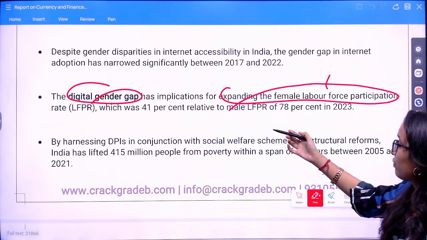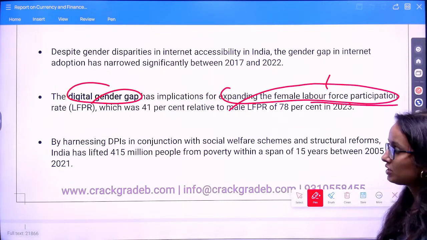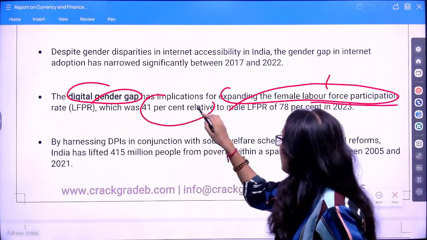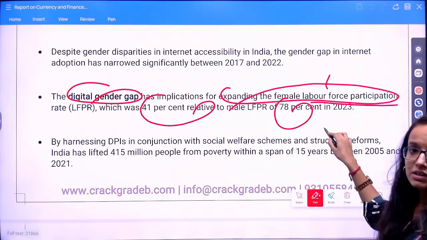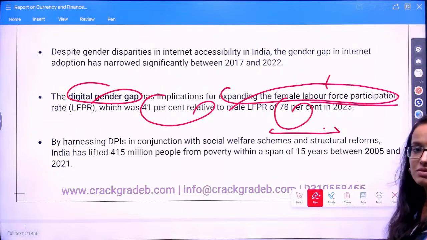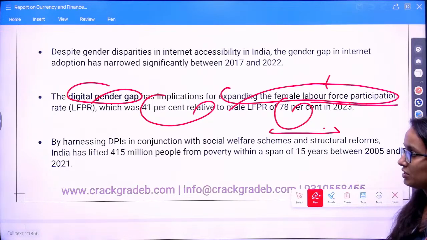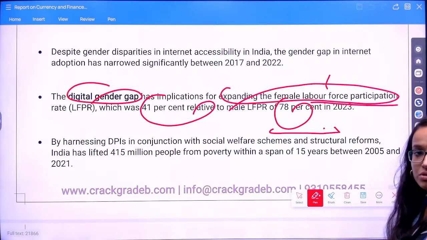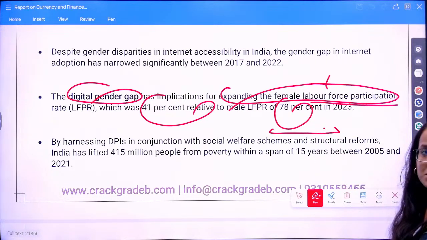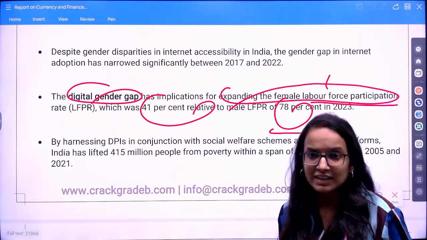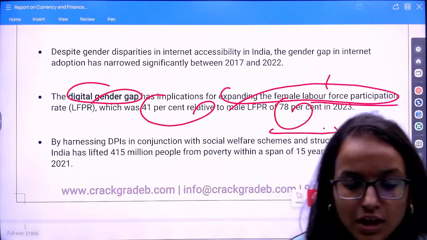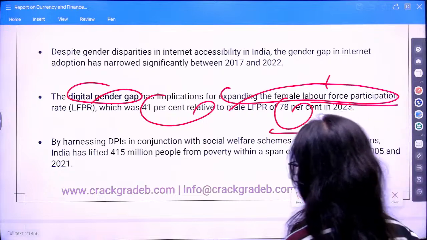So it has implications for expanding the female labor force participation rate, which was 41% relative to male LFPR of 78%. So you see there is a gender gap here as well. Female labor force participation rate was 41% as compared to male, which is 78% in 2023. These are certain reasons why female labor force participation is low in comparison to that of men, because of lesser accessibility to mobile phones and internet. Although this gap is on a declining trend, we have to achieve parity in this term as well.